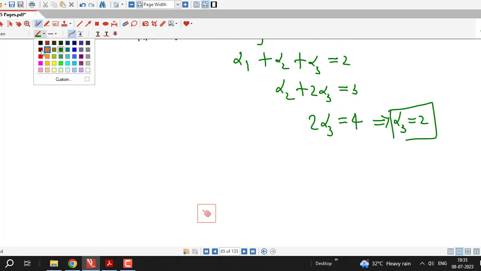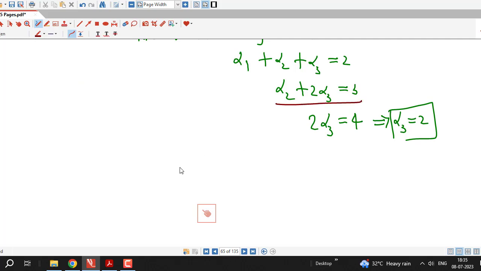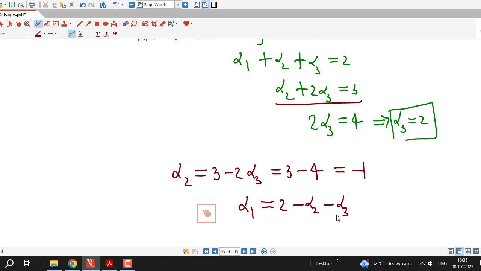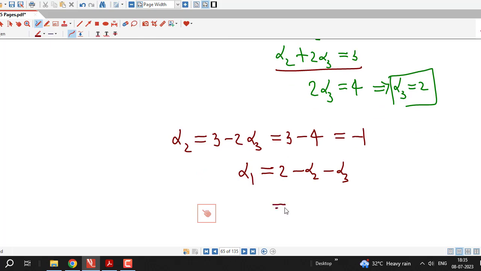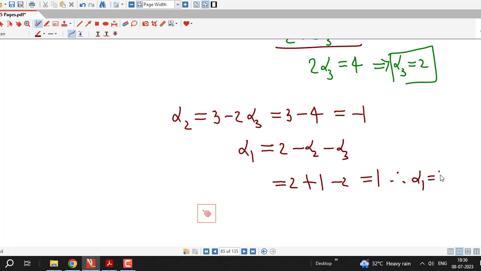and from the second equation I will obtain the value of alpha 2. Alpha 2 is 3 minus 2 alpha 3, that is 3 minus 4, which is minus 1, and from the first equation alpha 1 is 2 minus alpha 2 minus alpha 3. Alpha 2 is minus 1 and minus alpha 2 is 1, alpha 3 is 2, so 2 will get cancelled and we have 1. This means alpha 1 is 1, alpha 2 is minus 1, and alpha 3 is 2.